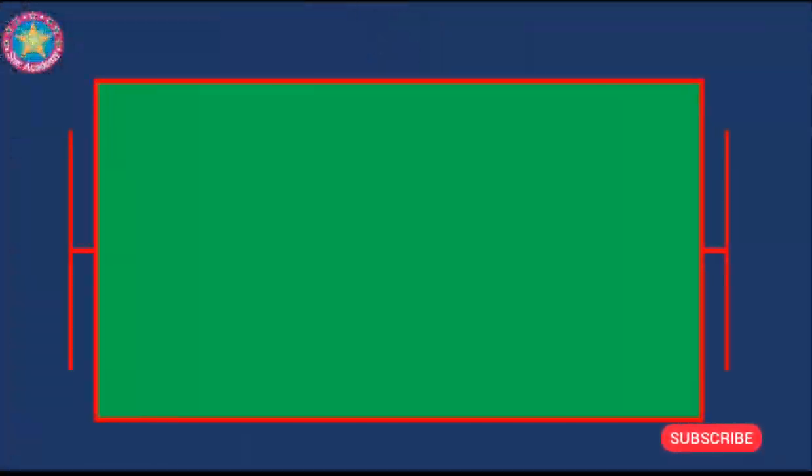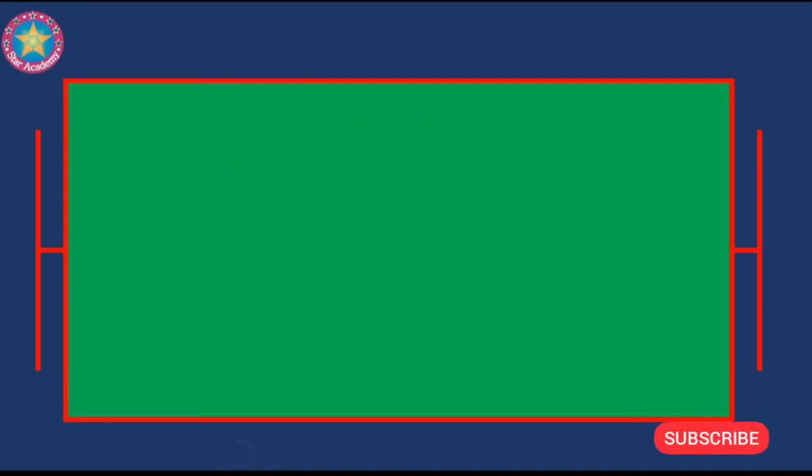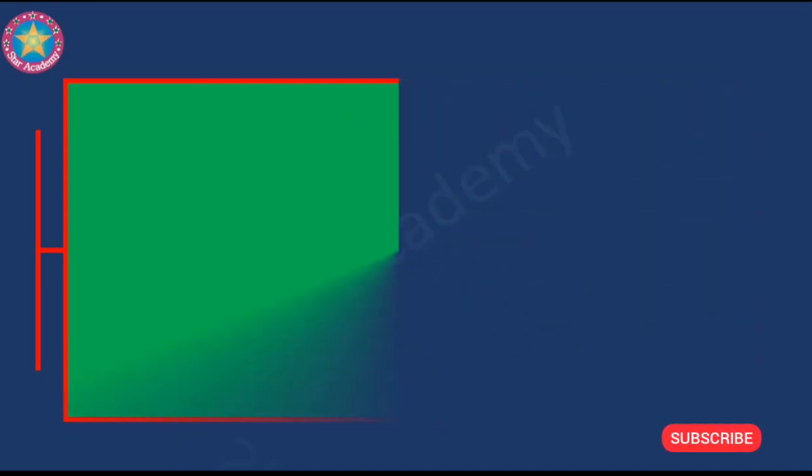So let's start first with what is a metaphor. We define metaphor as a common figure of speech that makes a comparison by directly relating one thing to another unrelated thing. Unlike similes, metaphors do not use words such as like or as to make comparison. In similes, we use the word as or like for comparison, but in metaphor, we do not use these words.